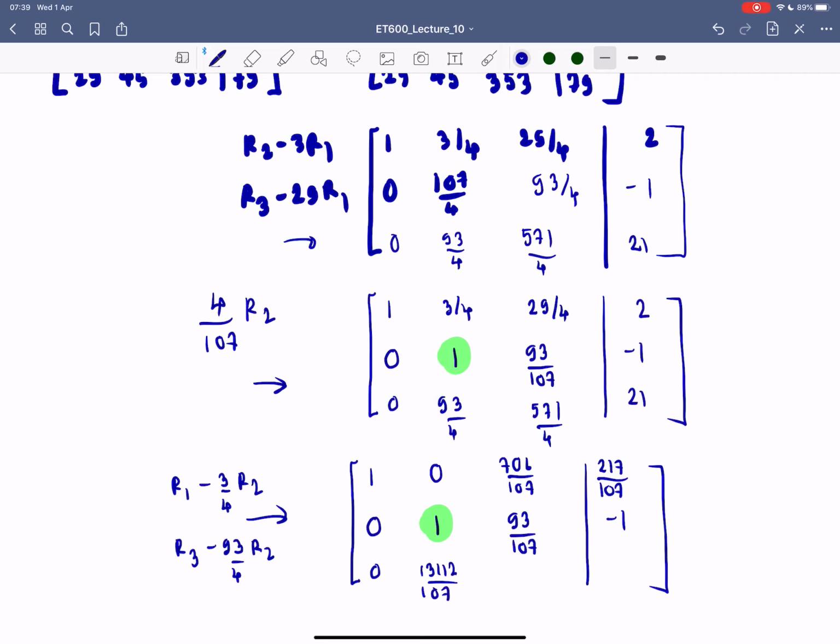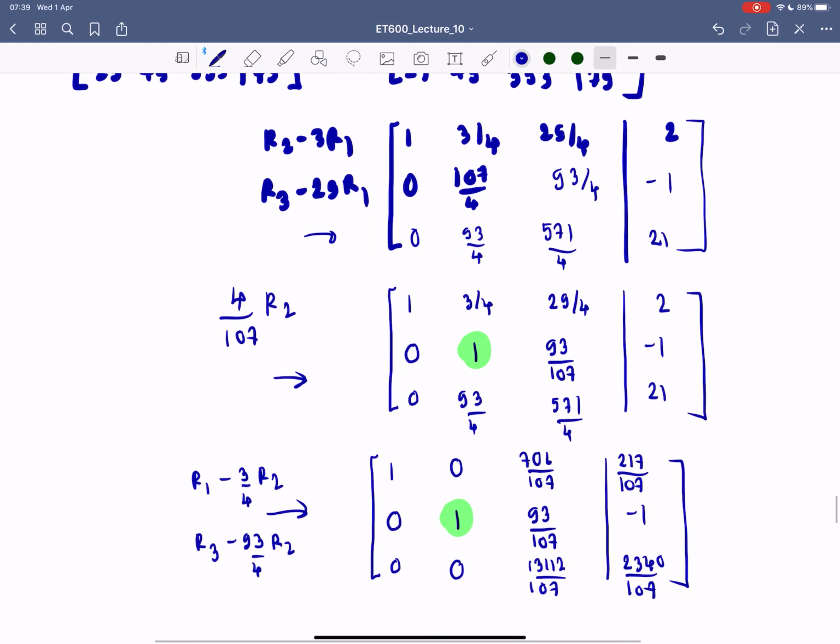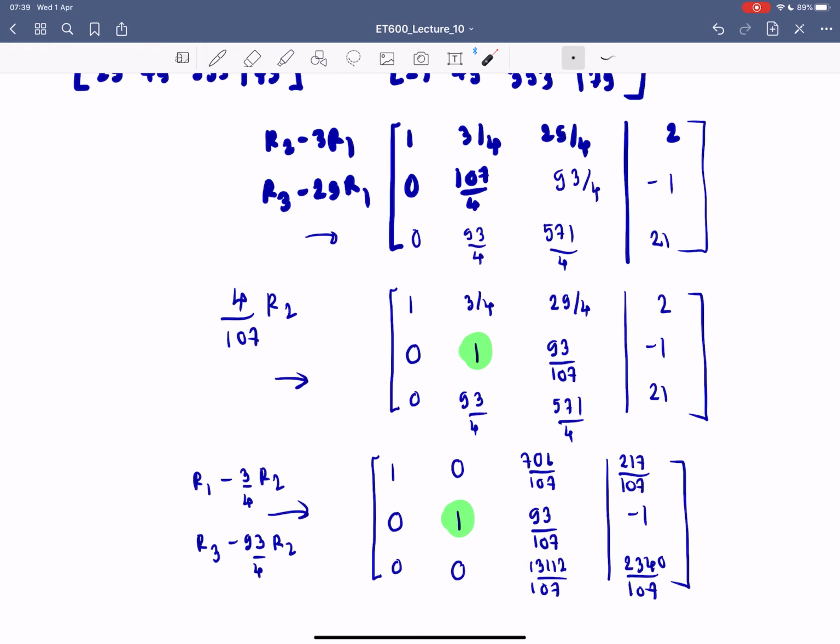And in that spot, oh, hold on, I put in the wrong spot. That's supposed to be here, because when I perform this row operation, I'm going to get 0 in that spot, and this spot is going to be 2340 over 107. So we are almost there. In the next step, I'm going to multiply the third row by the reciprocal of this to create a leading one, and then use the leading one to get rid of everything else in that column.